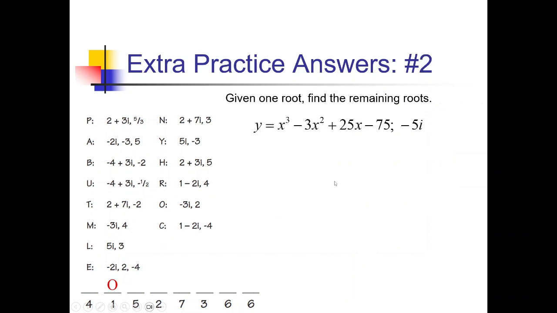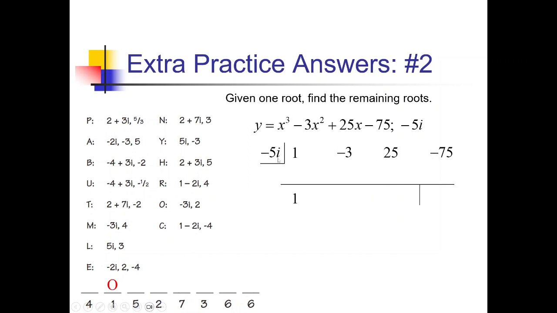Here's another problem. This one is a lot like the one we just did. So again, we'll start with synthetic division using -5i. So we have a 1 for coefficients, -3, 25, and -75. Box number of -5i.